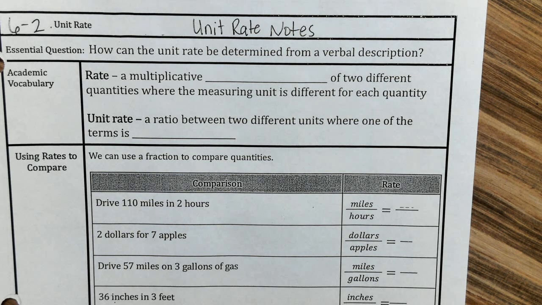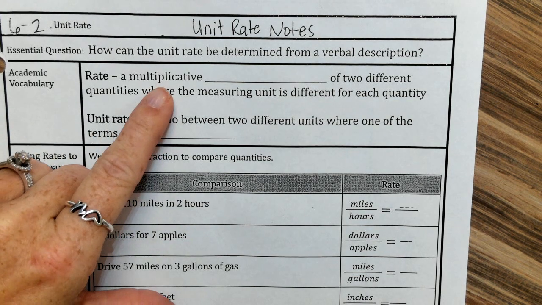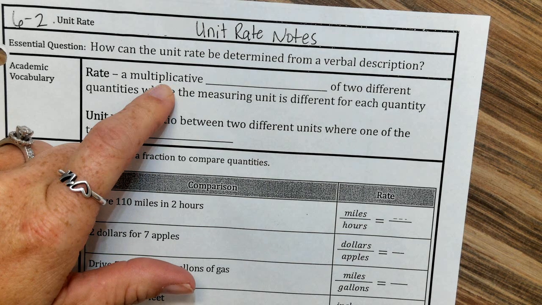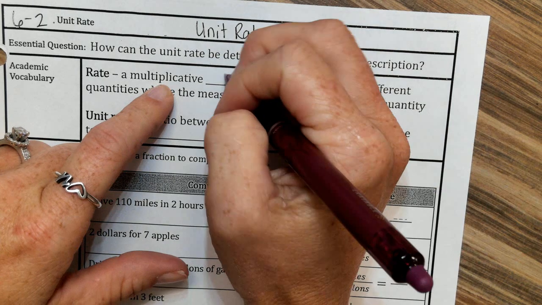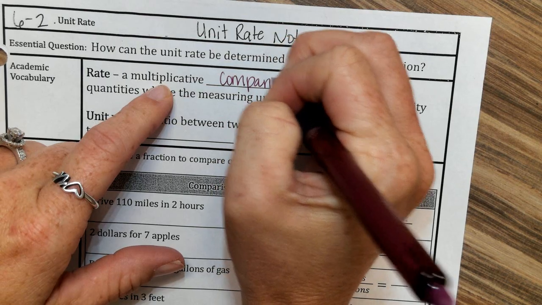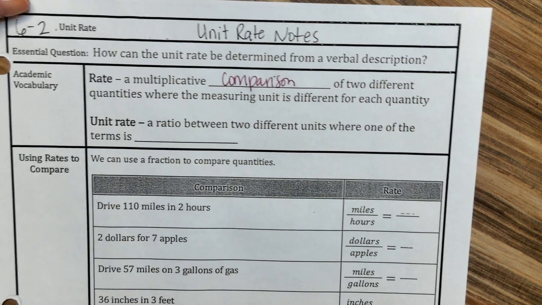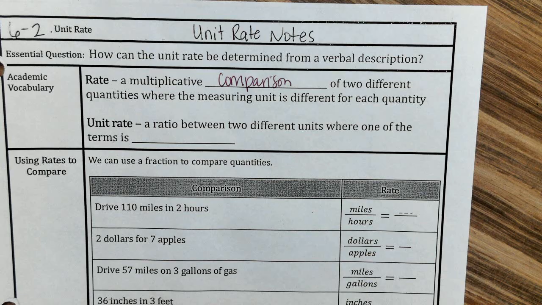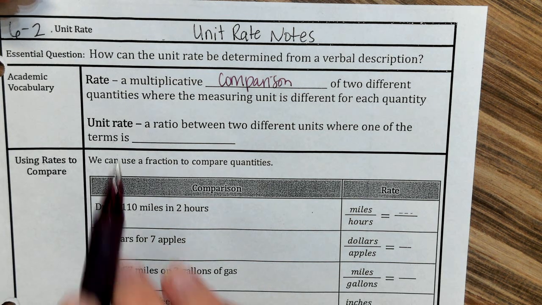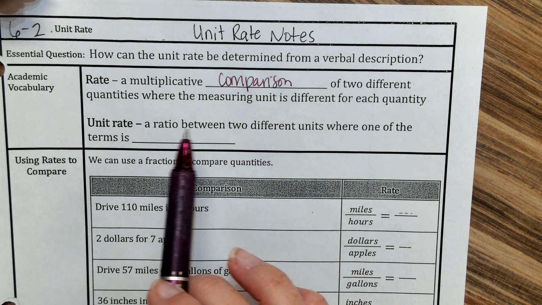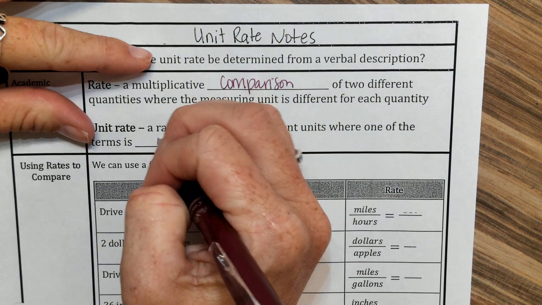Today we're going to talk about unit rates versus rates, and the difference. A rate is a multiplicative comparison. Write that down. It is a comparison of two different quantities where the measuring unit is different for each quantity, like miles per hour. What's the difference between a rate and a unit rate? A unit rate is a ratio between two different units where one of the terms is 1.